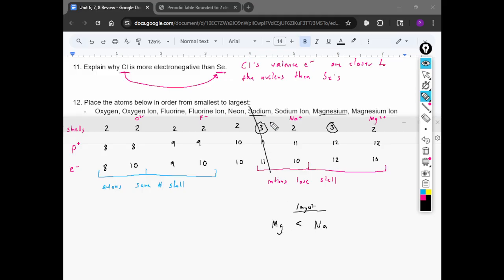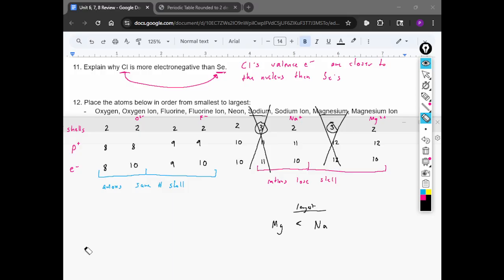Also, you can remember the pattern on the periodic table. As you go left and down, atoms are going to get larger. If you look at the periodic table, magnesium is more to the right, and sodium is more to the left. Left side elements tend to be bigger in the same row. So that's another way you guys can think about it.